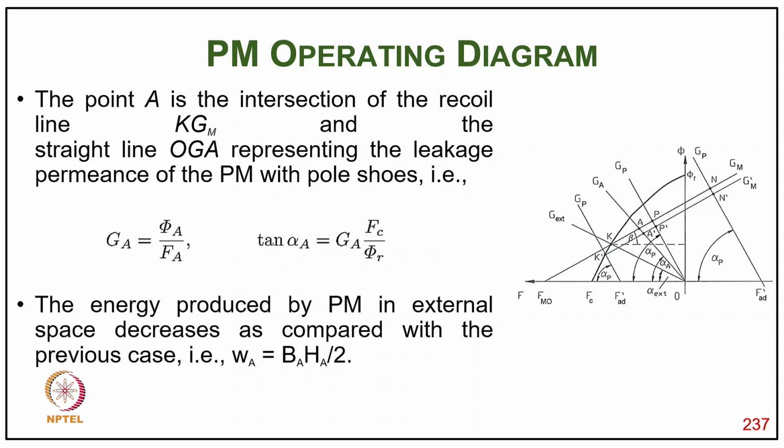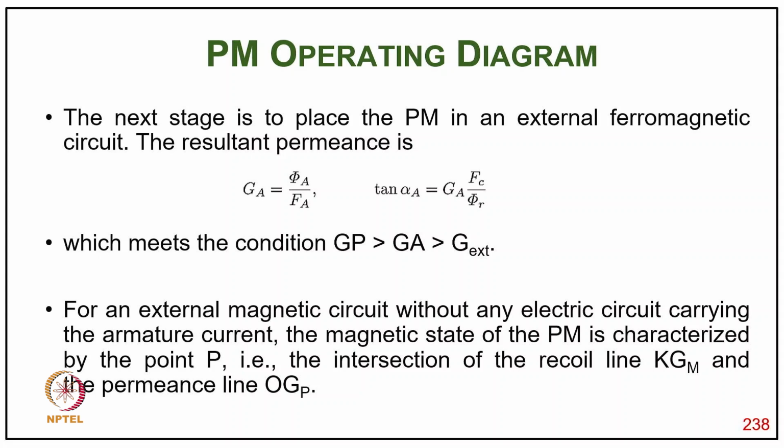So, G_A equals phi upon F_A and tan alpha A equals G_A F_c upon phi r. So, the energy produced by the permanent magnet in external space decreases as compared to the previous case, W equals B_A H_A by 2. So, the next slide is the case where the space is placed to the PM in an external electromagnetic circuit, with resulting permeance G equal to phi upon F_A, or tan alpha A equals G upon F_c upon phi r, which means the permeance G_p is much greater than G_A, which is much greater than G external.